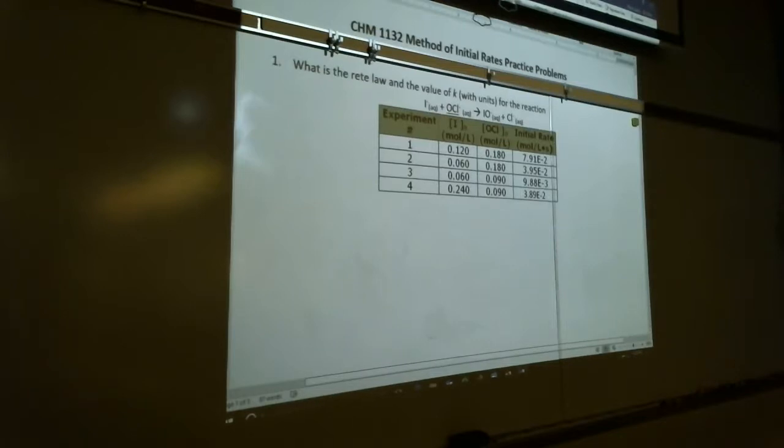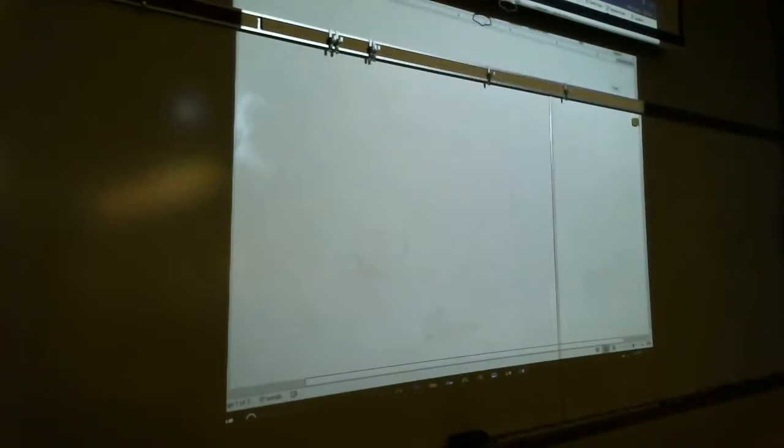So here are the three, that's a typo. What's the rate law for the reaction below? Okay, and then here are the data that you have to be given to use the method of initial rates. So pause the recording, try it, and then hit resume when you're ready.